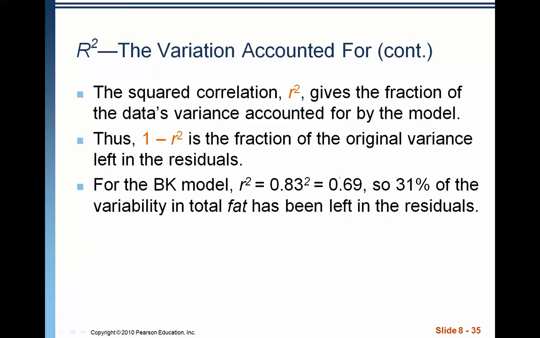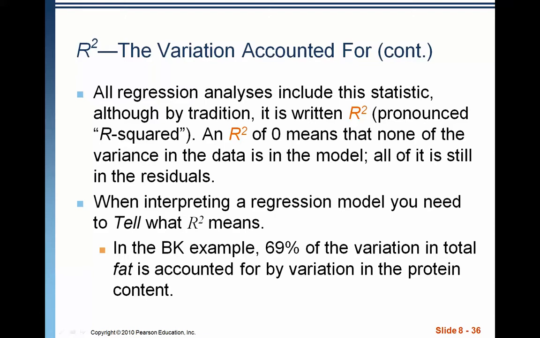So the 69% is the fraction of the variance accounted for by the model. The 31% is the variability that is left in the residuals. So 69% of the variation is in the model, 31% of the variation is in the residuals. All regression analyses include this statistic. We usually use a capital R, and we just call it R-squared. That's the name. It's the R-squared, okay?